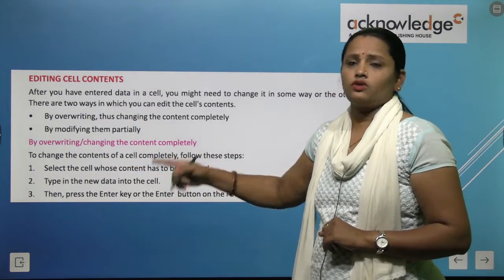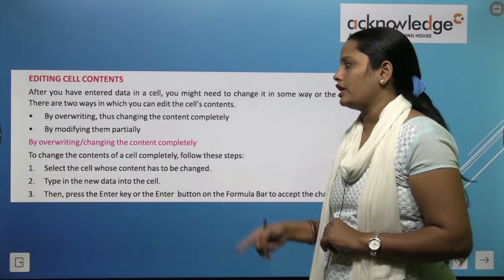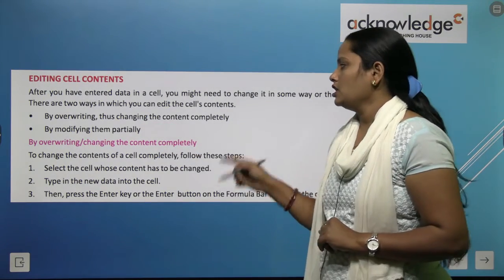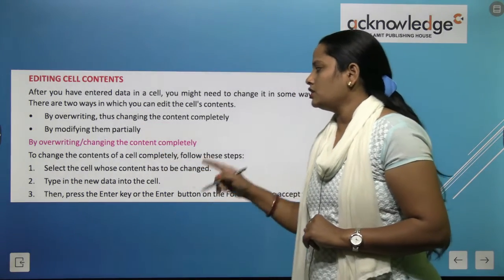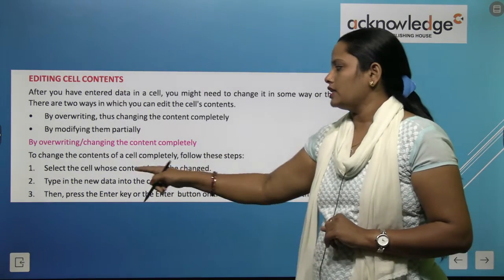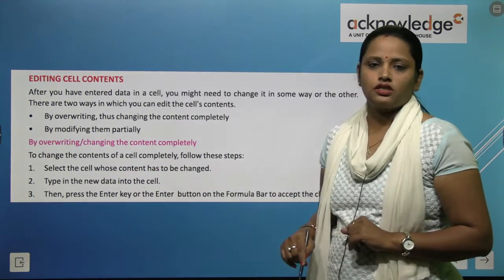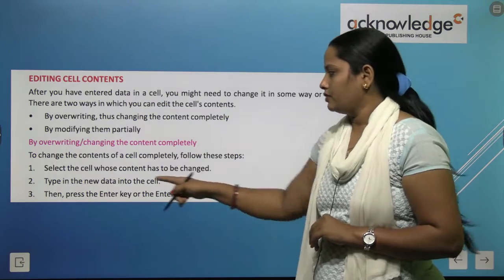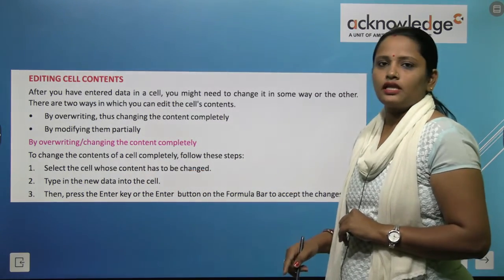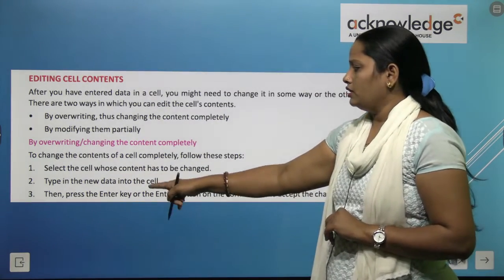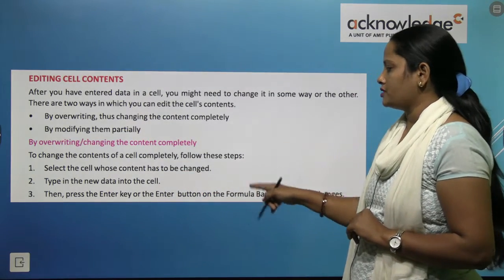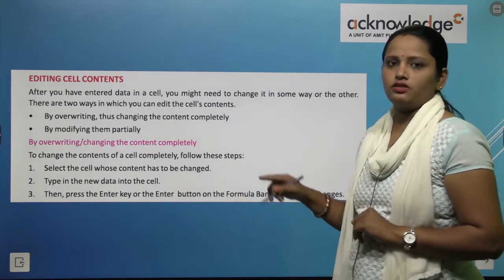Let's read what is the first way. Means by overwriting or changing the cell content completely. To change the content of the cell completely, follow these steps. Select the cell whose content has to be changed. So we have to first select that cell. Then type the new data into the cell. Then press the enter key or the enter button on the formula bar to accept the changes.